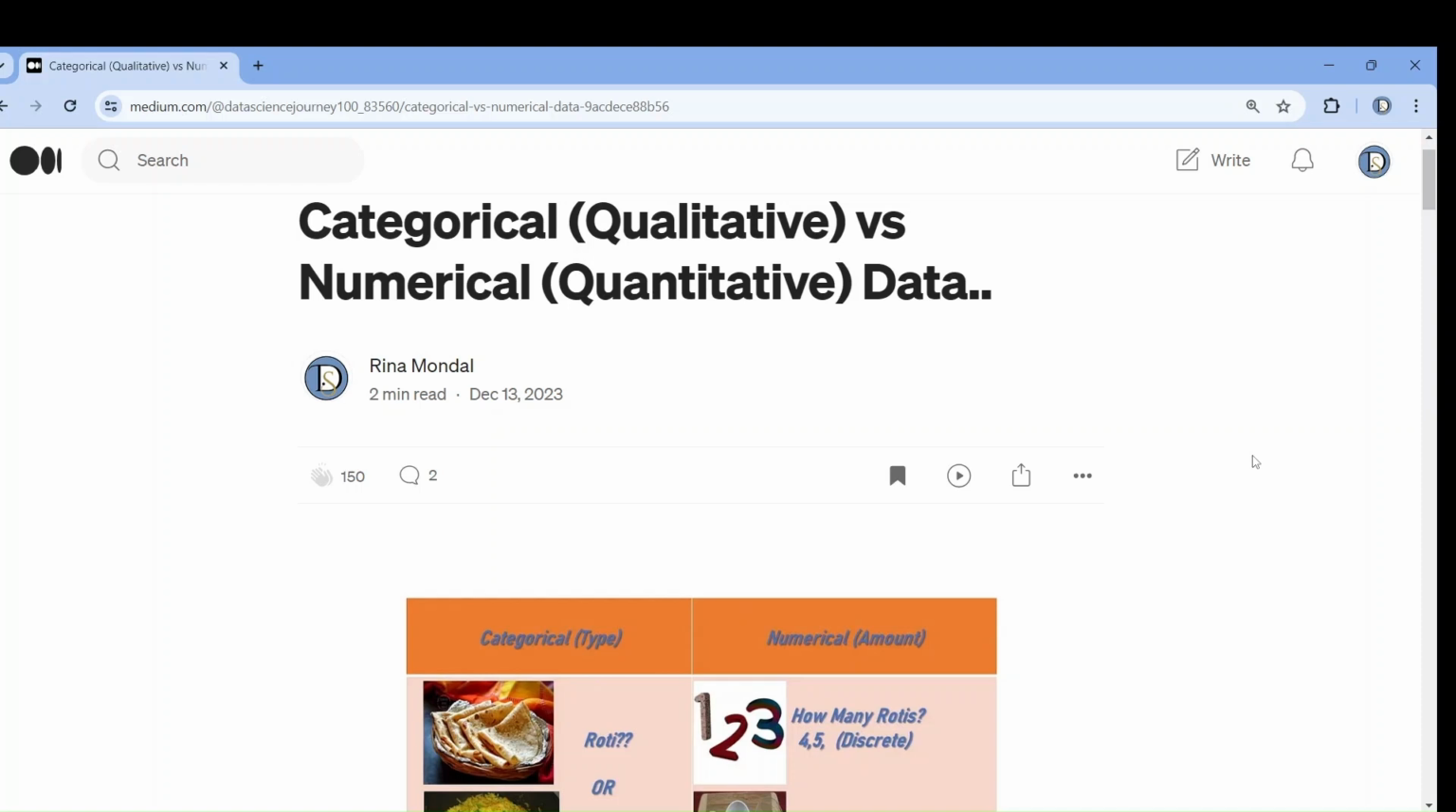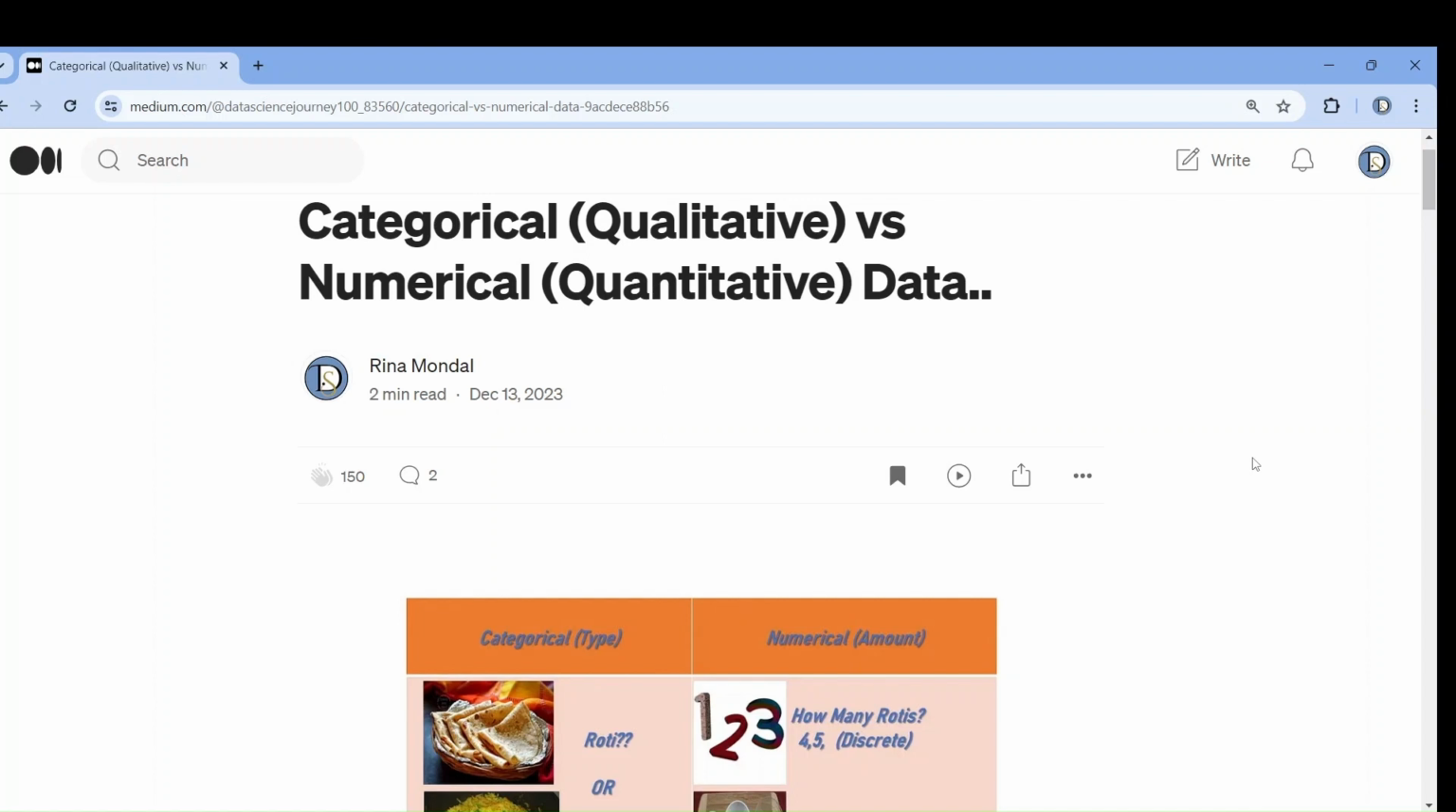Today onwards, we will start a playlist on math and stat. We will discuss all those topics which are important for data science, because while doing a project, you may come across these concepts. So we should know these things very well. Now this is going to be our first class on this playlist.